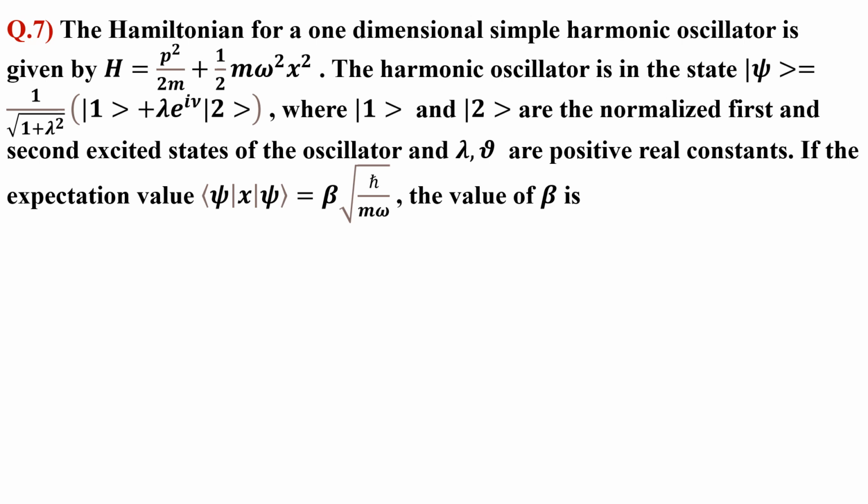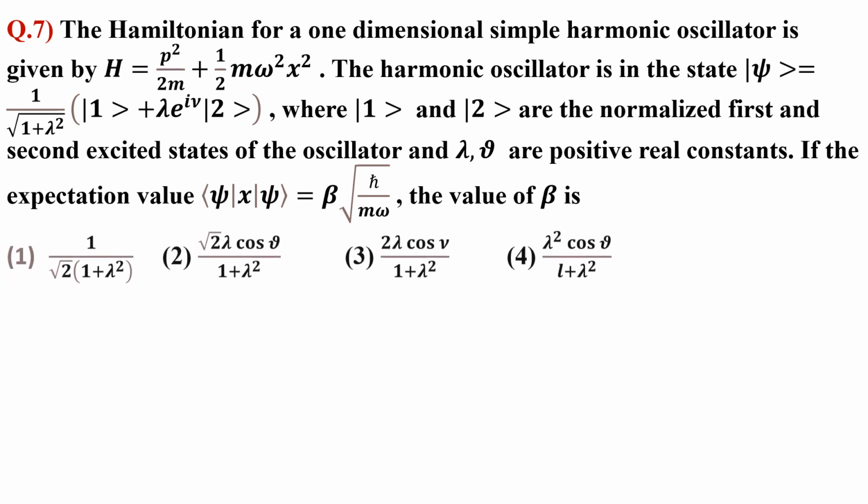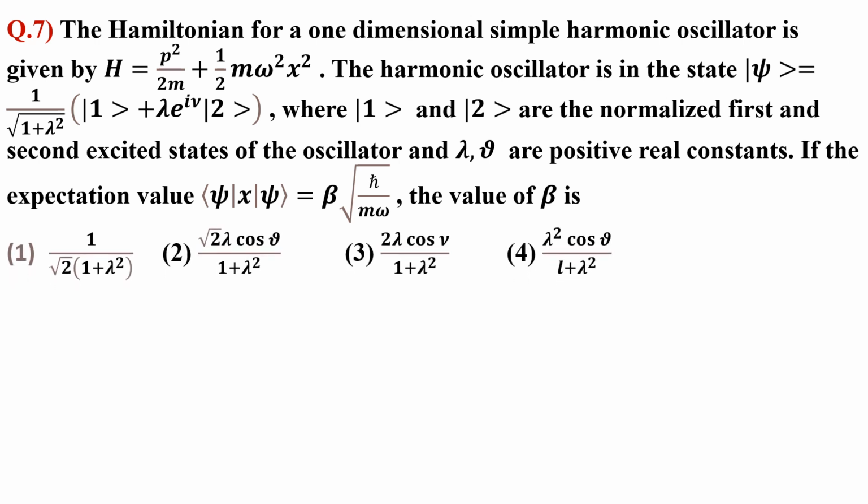where ket 1 and ket 2 are the normalized first and second excited states of the oscillator, and lambda and nu are positive real constants. If the expectation value of x equals beta square root of h cross upon m omega, then the value of beta is: option 1, 1 upon square root of 1 plus lambda squared; option 2, square root of 2 lambda cos nu upon 1 plus lambda squared; option 3, 2 lambda cos nu upon 1 plus lambda squared; option 4, lambda squared cos nu upon 1 plus lambda squared.